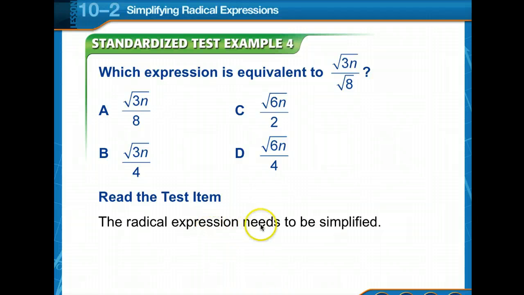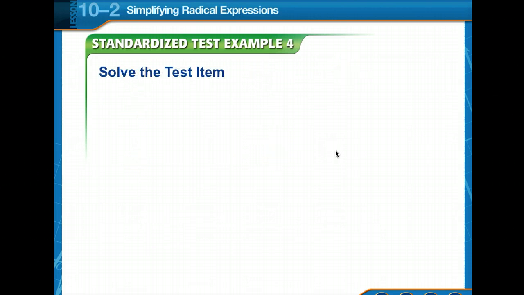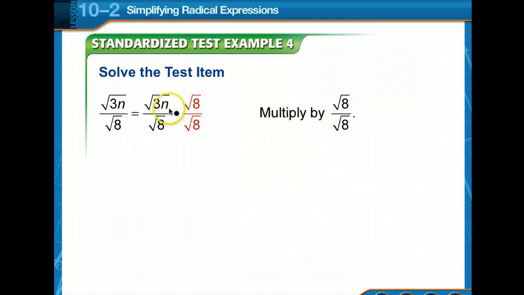So this radical expression needs to be simplified, because it's not simplified as long as there's a radical in the denominator. It's not in simplest form if there's a radical in the denominator. So to solve this, we've got to multiply both the numerator and the denominator by whatever the radical is. So we've got the square root of 3n over the square root of 8, so we're going to multiply both by the square root of 8 over the square root of 8.